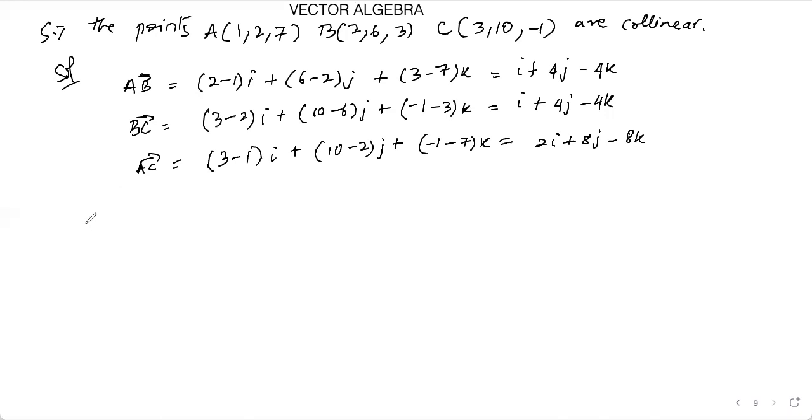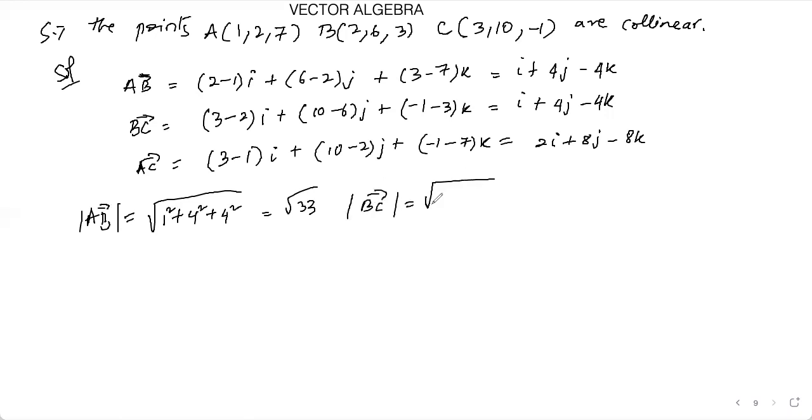So let us find the magnitude of AB. So you get this as 1 square plus 4 square plus 4 square, which results as root 33. Now BC: 1 square, 4 square, 4 square, again this will be root 33.